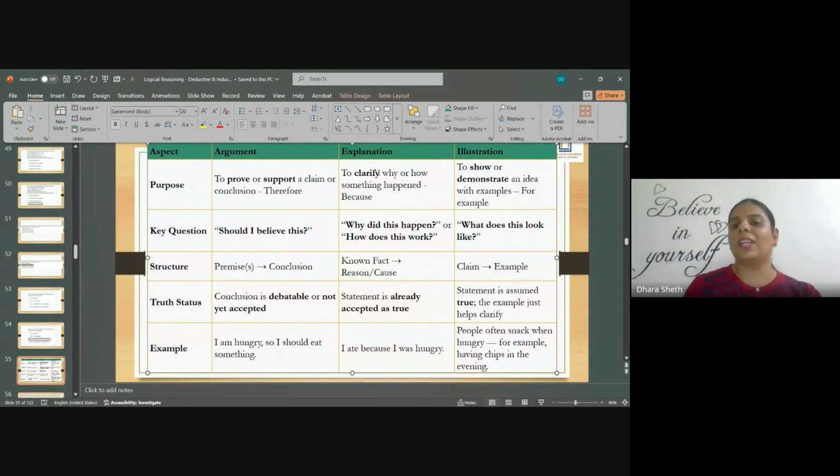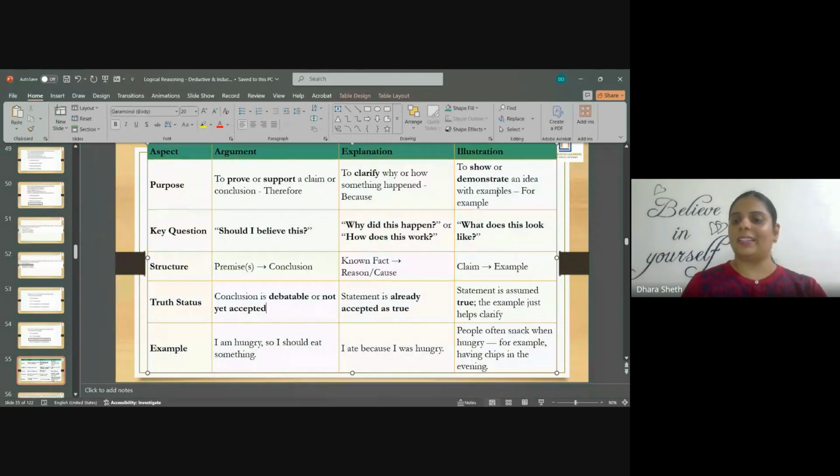Explanation is given to clarify why or how something happened. The key word is because. Why did this happen? How does this work? So from a known fact to a reason or cause. The statement is already accepted as true. Like, I ate is already accepted. Now all that's remaining is the reason, an explanation: because I was hungry.